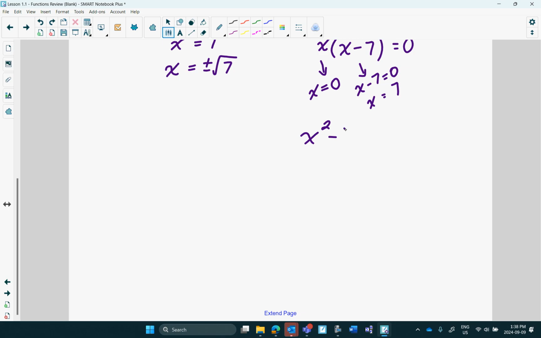x squared minus 7x minus 30. Nope. Turns out to be 3x. Nope. Sorry. Well, you should be writing in pencil. I think I had it right. Yes, I had it right. Why are you guys pressuring me to change it?